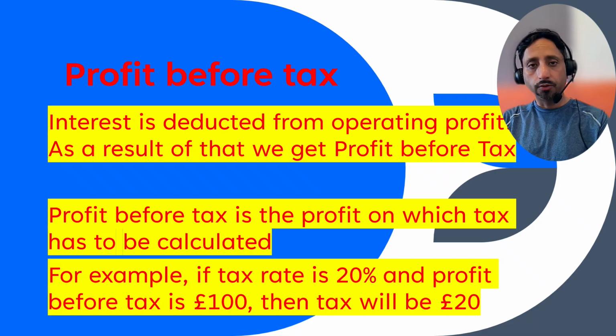So the next profit is profit before tax. You deduct the interest expense from the operating profit and you get profit before tax. And this is the profit on which tax is calculated. So for example, if tax rate is 20% and you get profit before tax as £100, then the tax will be £20.